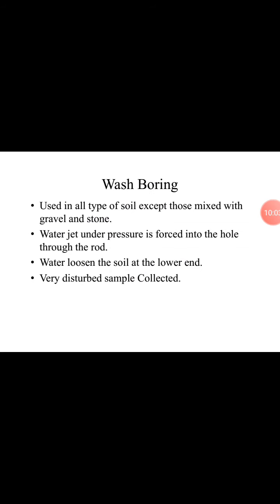Now next is wash boring. This method may be used in all types of soil except soil mixed with gravel or stone. A water jet under pressure is forced into the hole through the rod, and the water leaves at the lower end and forces the water slurry upward through the annular space between the drill rod and casing. Soil particles collected represent a very disturbed sample and are not used for determining the engineering properties of the soil.